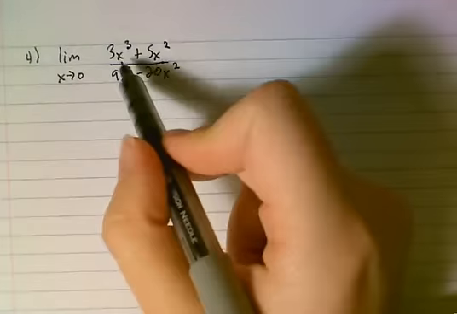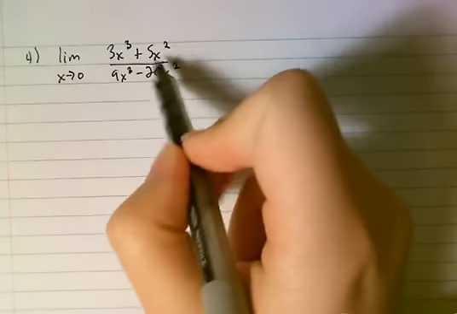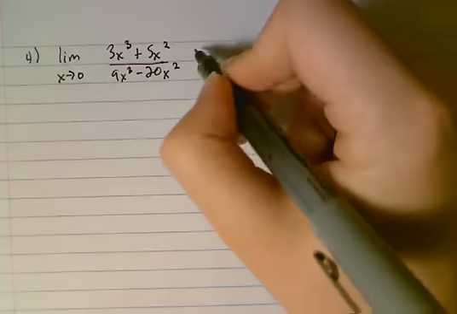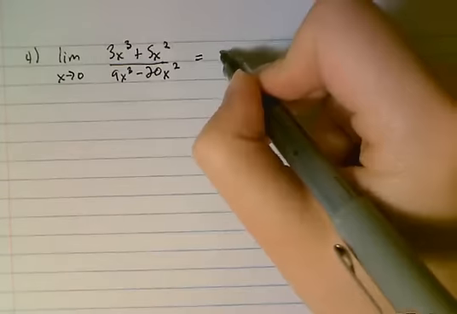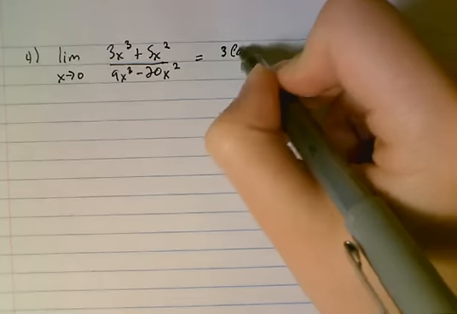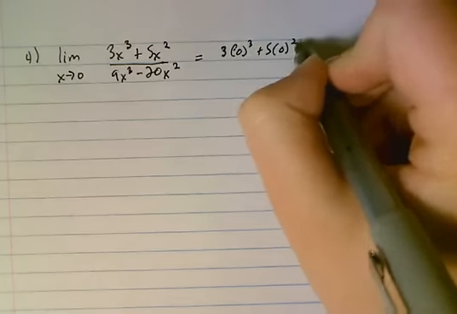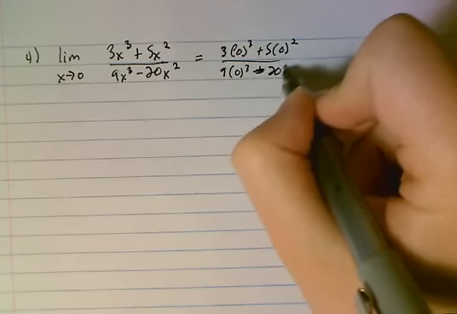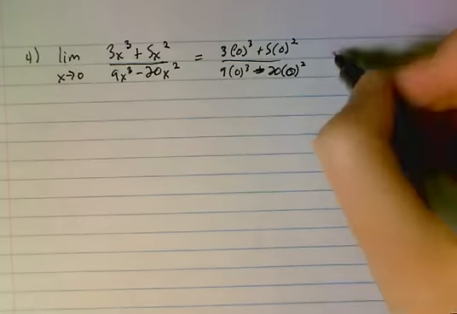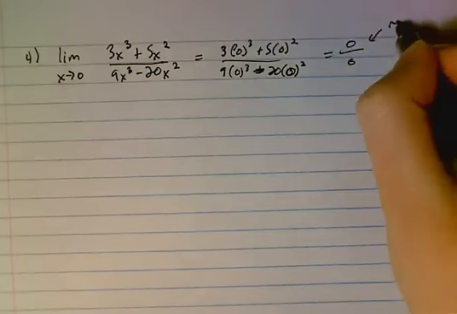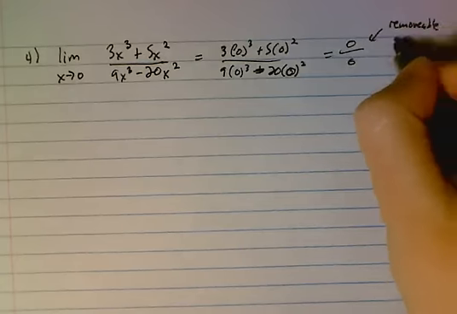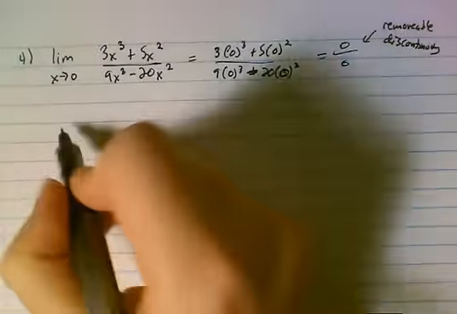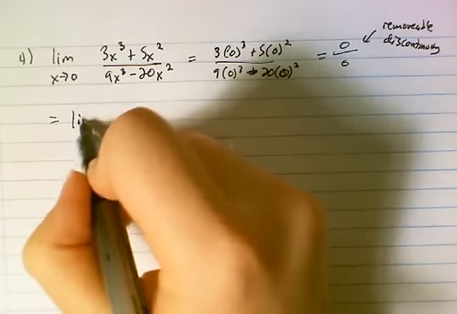There, rather than doing our normal diamond or box method, we can just factor out common factors. First, though, we should check and make sure that we need to. So if we put in 0, we have 3 times 0 cubed plus 5 times 0 squared over 9 times 0 cubed minus 20 times 0 squared. That emphatically equals 0 over 0. So we should see if we can factor and cancel.